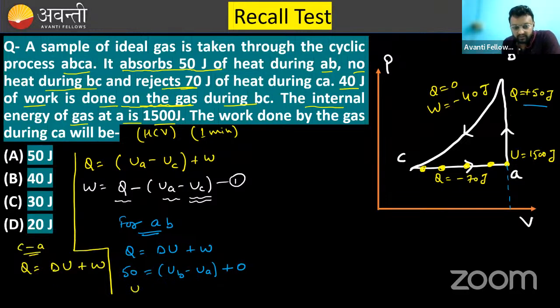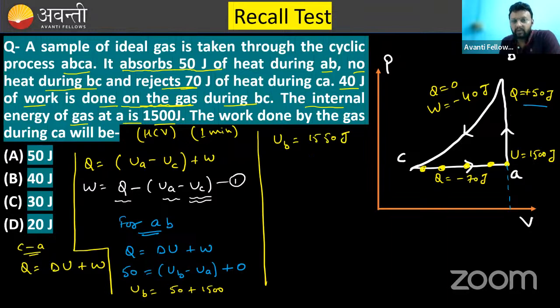UB is what? 50 plus UA, and UA is what? 1500. So what we have calculated as UB is equal to 1550 joule. So what we have calculated is the internal energy at B.